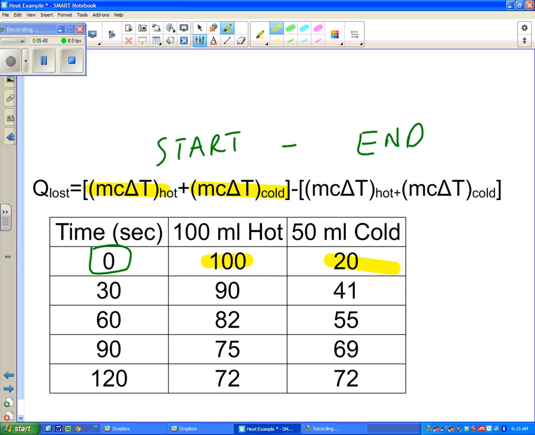And then at the end, we have 2 terms, because we have 2 things. We have the hot water, the 100 milliliters, that's at 72 degrees, that's this guy. And at the end, we have this cold, which was this 72. So putting it all together, we have this equation. And let's plug our numbers in and solve it.